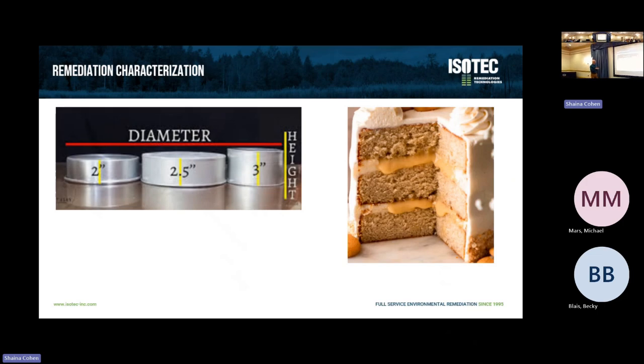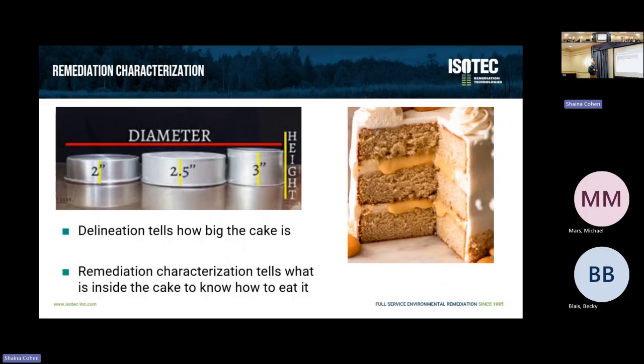So the remediation characterization, if we think about the remedial investigation phase, delineation tells us how big the cake is. How big is that cake pan? What's the diameter? Is it a circle? Is it a square? How high is it? But we don't know anything about where it is within that cake pan. We don't know if there's layers. So the remediation characterization tells us what's inside the cake and what tools we need so we can figure out how to eat it.